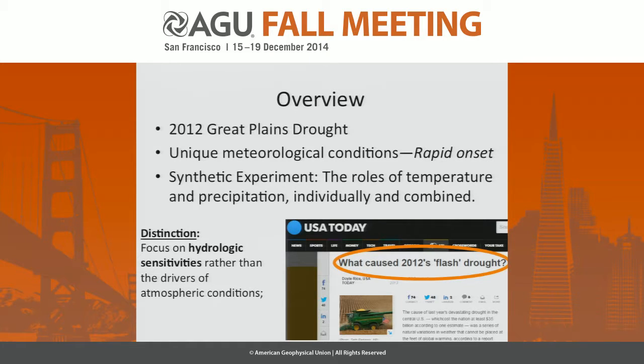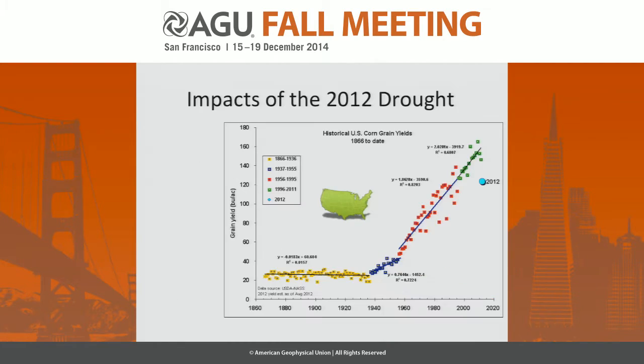And so I just want to make the distinction that here I'm really going to focus just on the hydrologic sensitivities and take the atmospheric conditions sort of as they were and not really get into those mechanisms. So what I'm going to present is really a very simple synthetic experiment to try to understand the influence of temperature and precipitation individually and together.